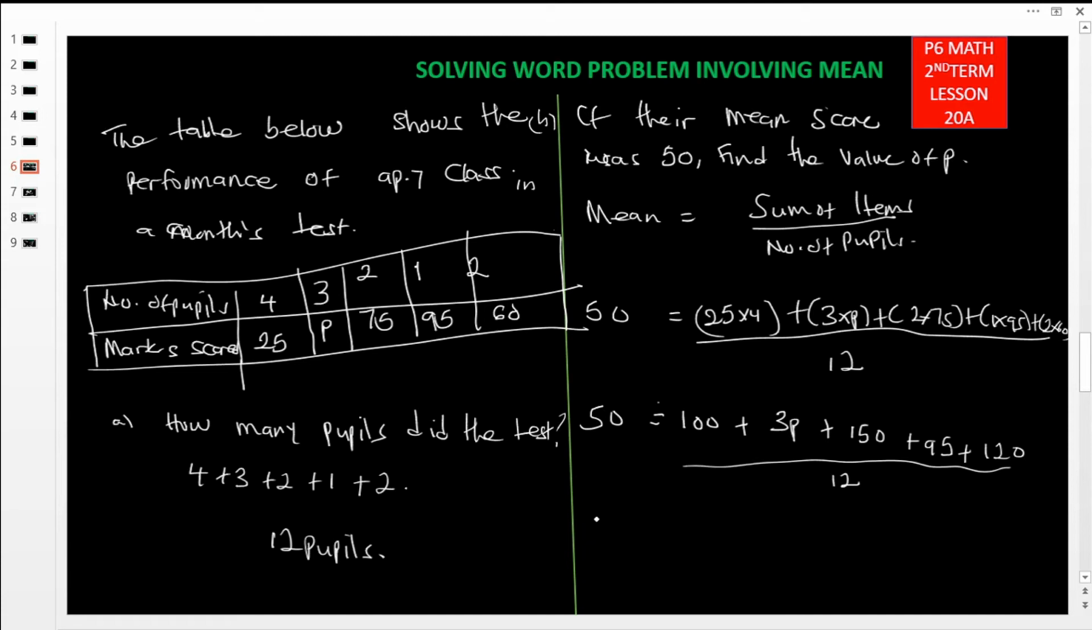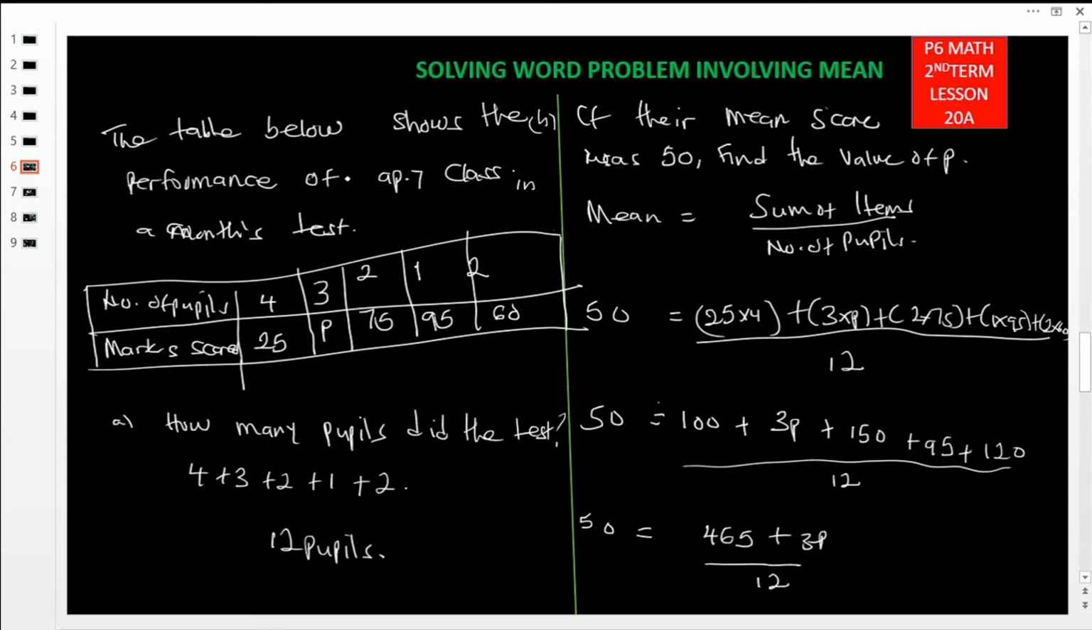Owori, is it Owori Timothy? Yeah. Now this is 50 is equal to, now we are going to add. When we add, remember this is a p, 3p, so it's not similar to these ones. This one's unknown. So when we add our known figures, we are going to come up with 100 plus 150 plus 95 plus 120 is going to give us 465 plus our 3p out of our 12.